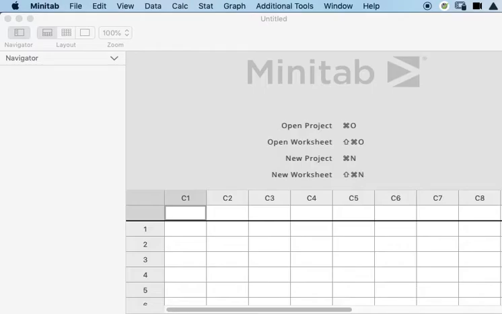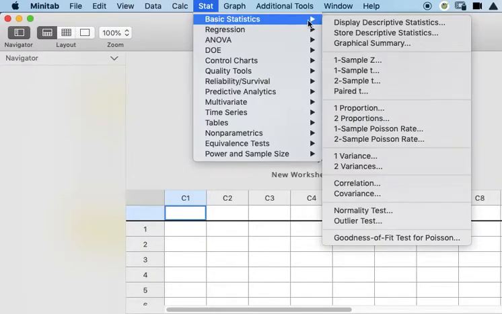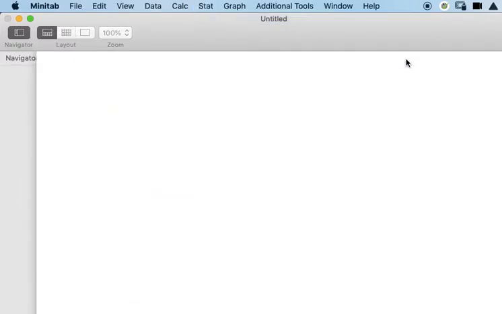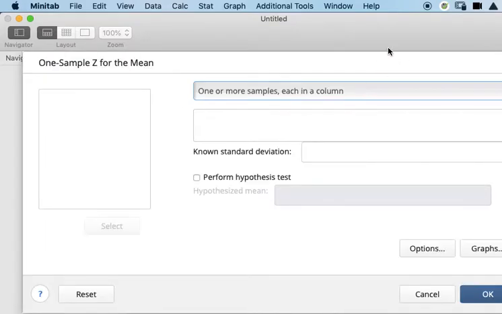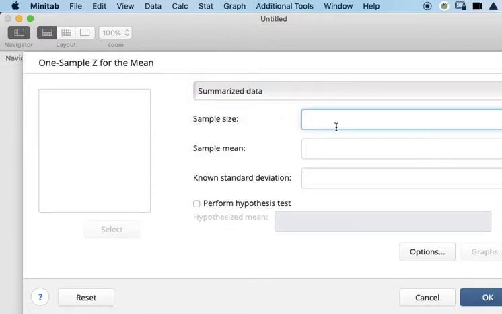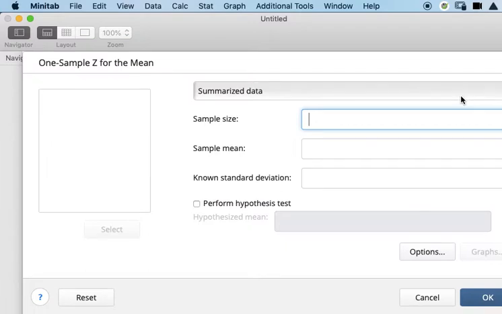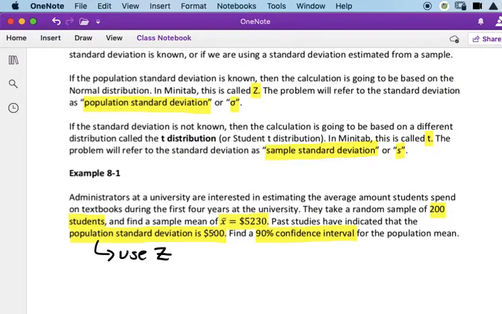So let's go to Minitab. We're going to go to Stat and Basic Statistics. And then you see the options here in the second box for one sample Z and one sample T. This one I have population standard deviation, so I'm using one sample Z. I need to change this first drop-down box to summarize data. And then I can enter the values for sample size, sample mean, and known standard deviation. So my sample size is 200, my mean is 5,230. And my known standard deviation was $500.